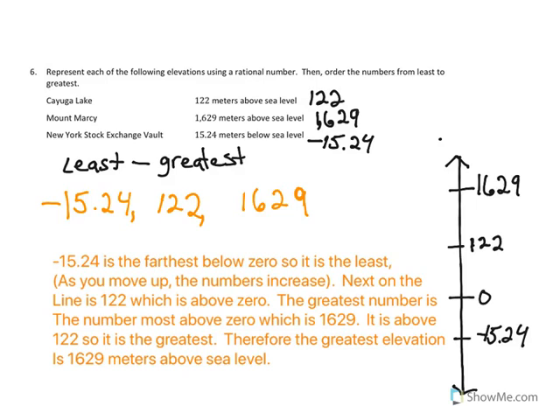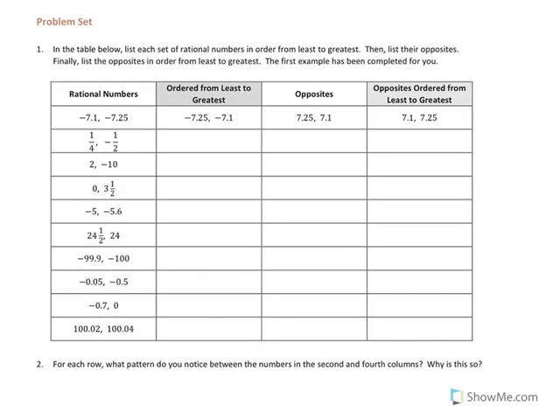You may not have written those exactly, you may have thought it that way, but it is a nice way of explaining when you're talking about numbers. Okay. Now it's your turn. In the table below, list each set of rational numbers in order from least to greatest. Then list their opposites. Finally, list the opposites in order from least to greatest. So you might want to have a piece of paper with you so that you can make your own number lines.